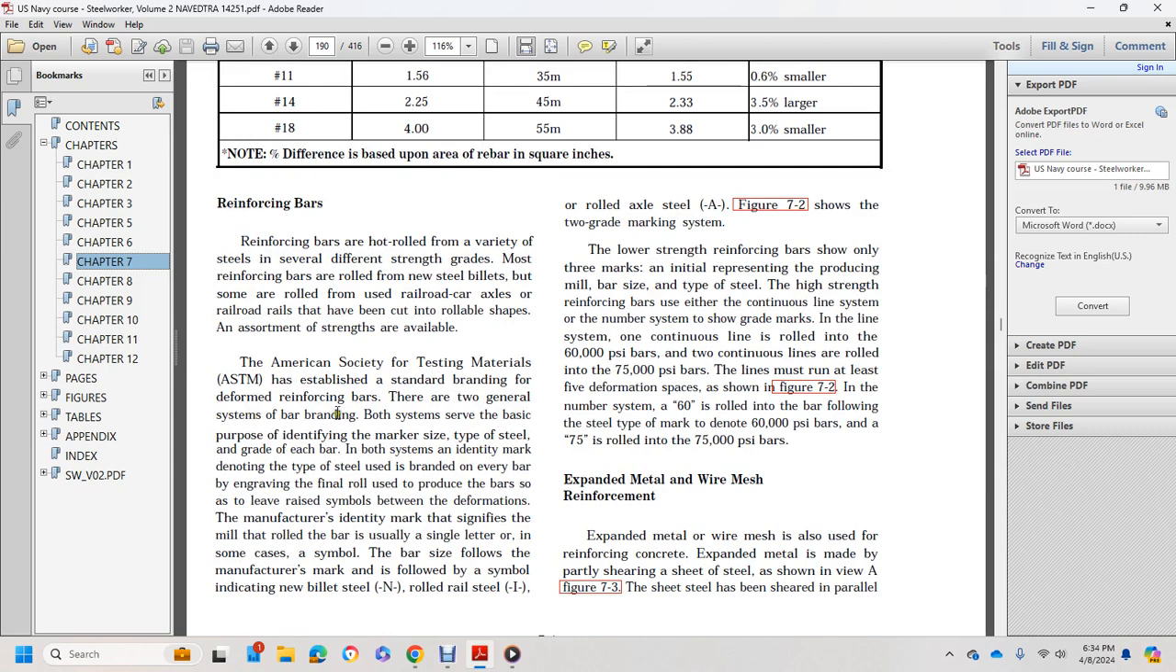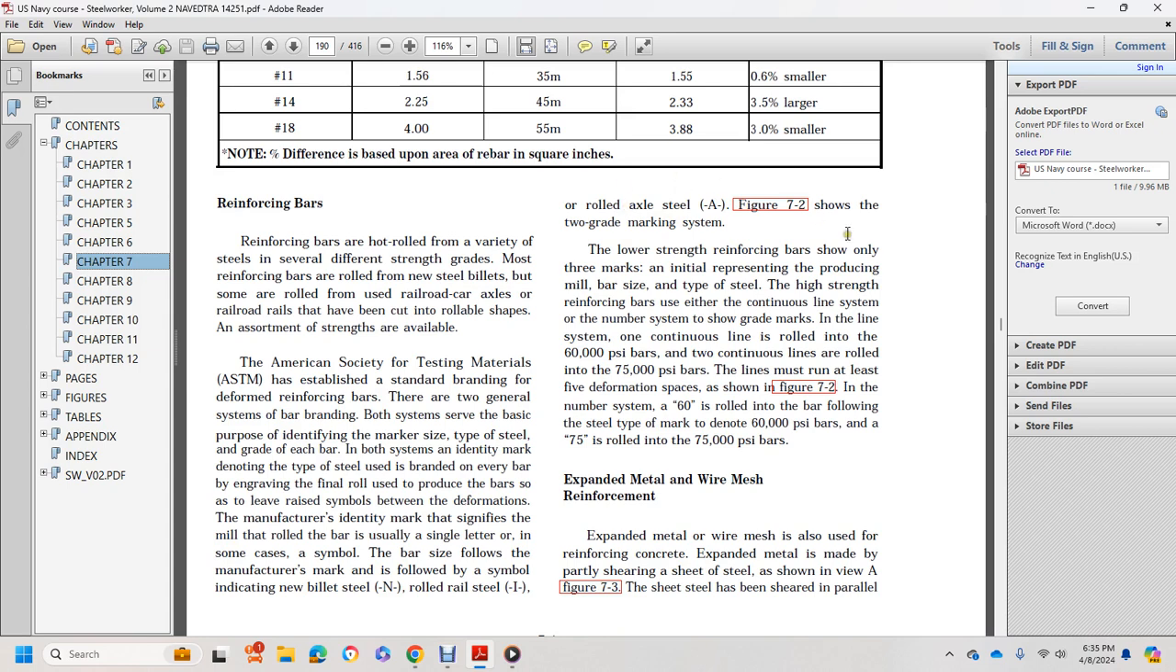The two general systems of bar branding have the basic purpose of identifying the size, type of steel, and grade. Each bar of both systems is identified by a mark denoting the type of steel, branded on every bar with an engraved final roll used to produce the bars, which leaves raised symbols between the deformations. The manufacturer identity mark signifies the mill that rolled the bars, usually a single letter or in some cases a symbol. The bar size follows the manufacturer mark, followed by a symbol indicating new billet steel N, rolled rail steel I, or rolled axle steel A. Figure 7.2 shows the two grade marking system.